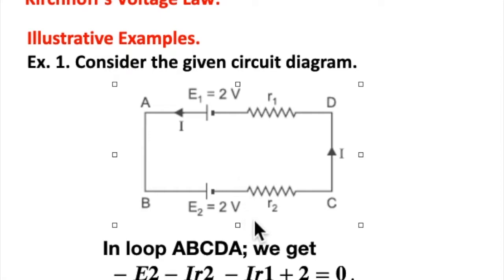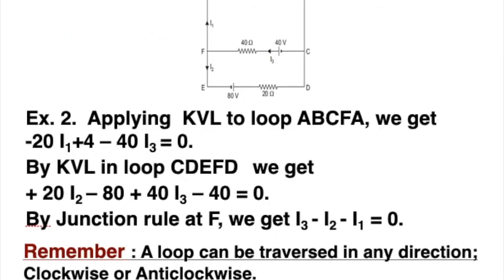Please keep one thing in mind here, there is a problem with my system. This 2 is supposed to be a subscript, it should be E2. Similarly, here it should be IR2, the second resistance, and IR1 as you can see from the diagram. There is a problem with the system, please bear with me. So, this equation reads minus E2 minus IR2 minus IR1 plus E1 equal to 0.